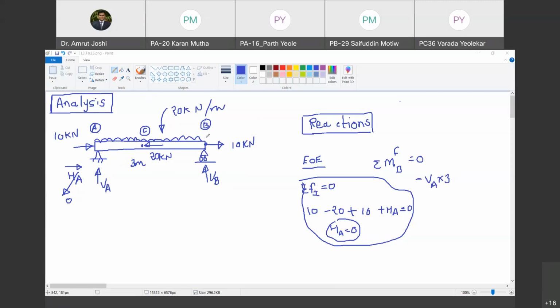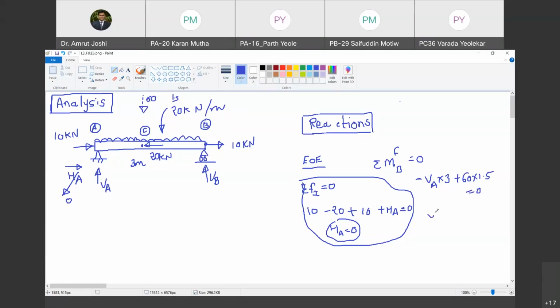Yeah. So now let us take the moment of this 20 kilonewton per meter load. It is acting on 3 meters. So we know that the total force is 20 into 3, that is 60. I can replace this entire load by a 60 kilonewton force acting at mid length, and mid length means 1.5, and this 60 kilonewton is going to produce anti-clockwise moment about B. So it is going to be plus 60 into 1.5. This must be equal to 0.